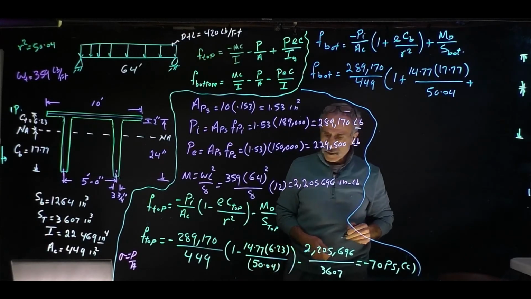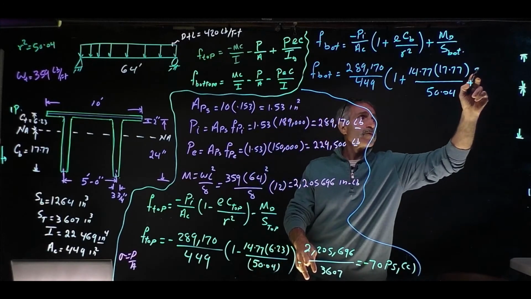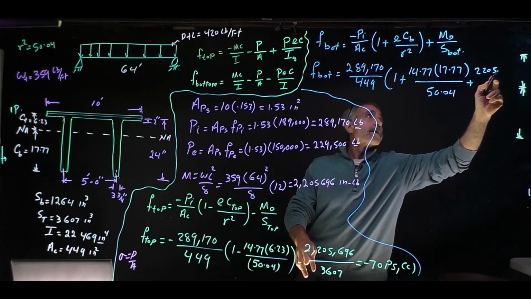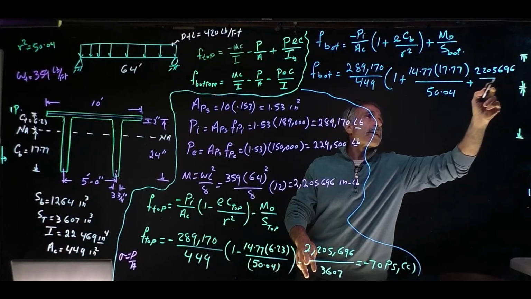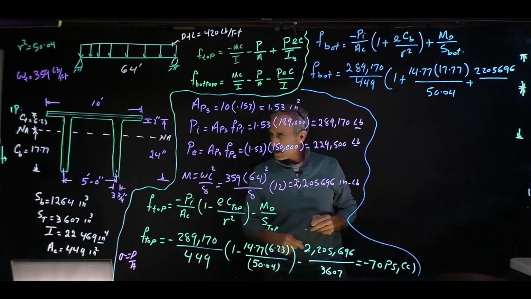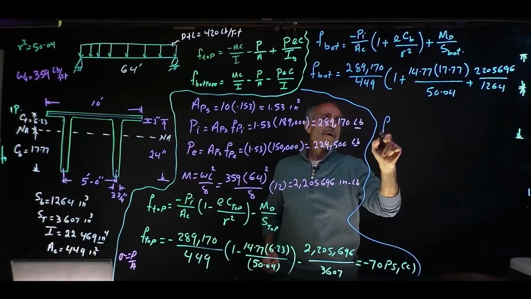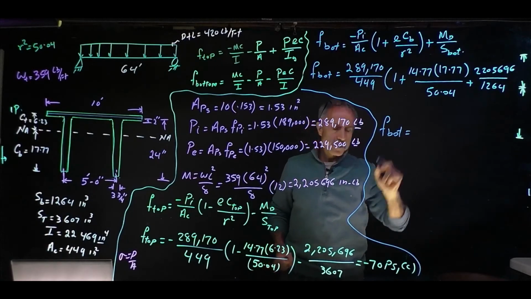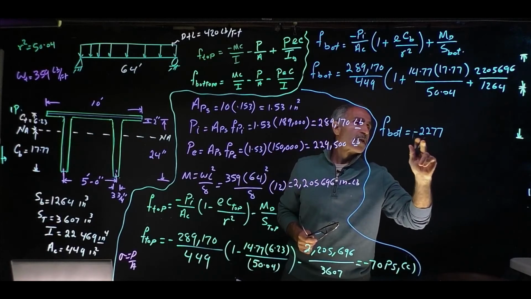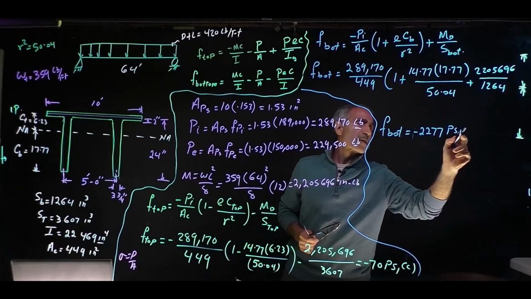and plus the MD, which was 2,205,696, divide that by S at bottom, which is 1264. So F at bottom comes out to minus 2,277 psi, and that is in compression.